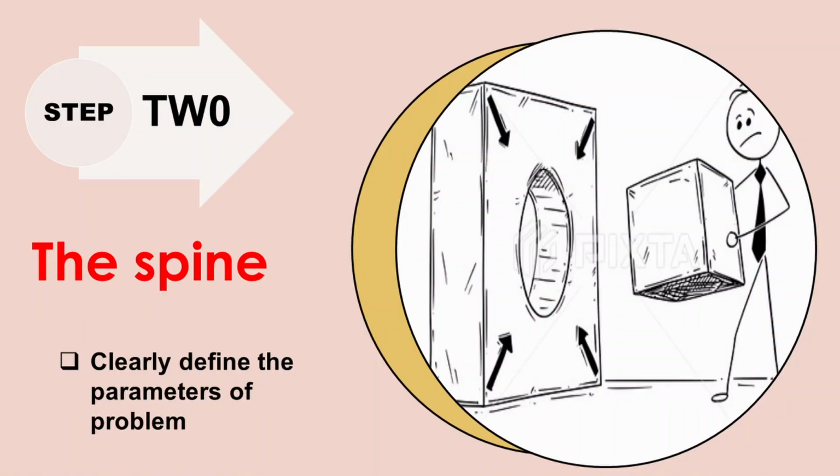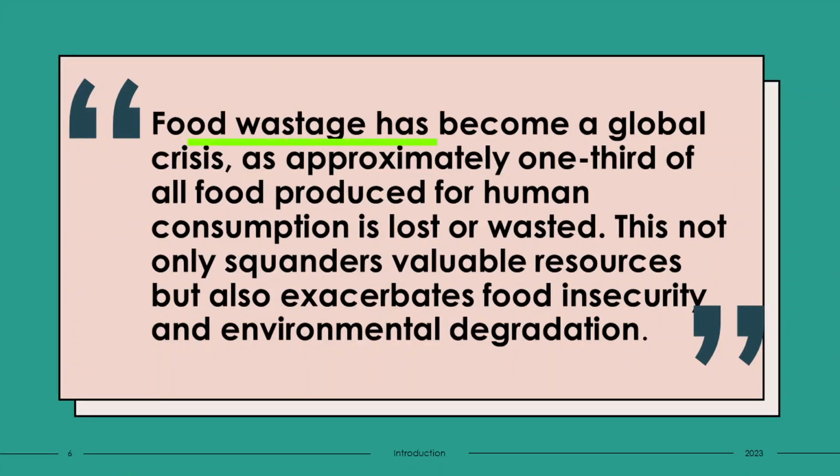So usually this then takes you into the next step, and this is where you now state your problem outright. So usually if the compelling statement has been like a consequence of the problem, then this pushes you straight right into the problem. So here let me read an example of a problem statement. Food wastage has thus become a global crisis as approximately 1/3 of all food produced for human consumption is lost or wasted. This not only squanders valuable resources but also exacerbates food insecurity and environmental degradation.